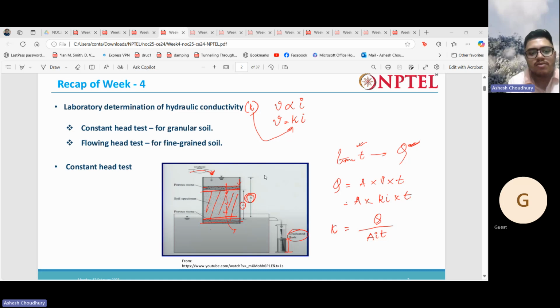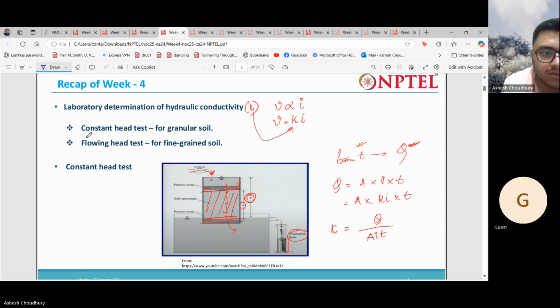And then we have the fine grained soil. Fine grained soil will have lower hydraulic conductivity, so it's better that we use the falling head test, not flowing head, it's the falling head test. This is better.